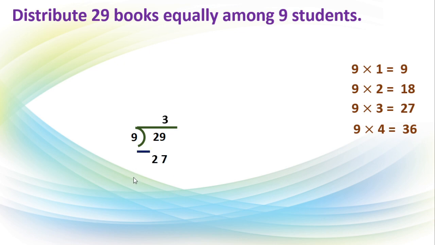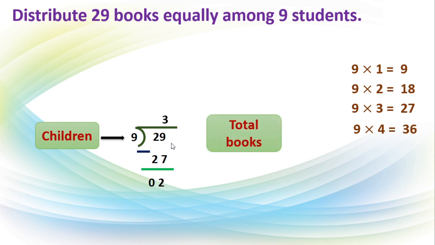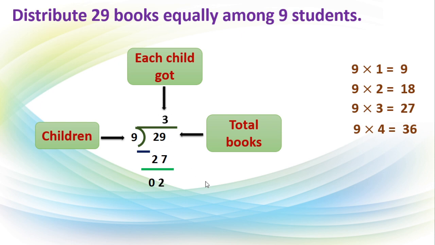Now we will minus 27 from 29. What remained here? 9 minus 7, 2. 2 minus 2, that is 0. Yes. Okay, here also we will name these numbers. Here 9 is nothing but children or students. Among 9 students, the 29 books, that is total books, were distributed. Right? Each child got how many books? Each child got 3 books. Correct? And how many books remained here? 2 books left.